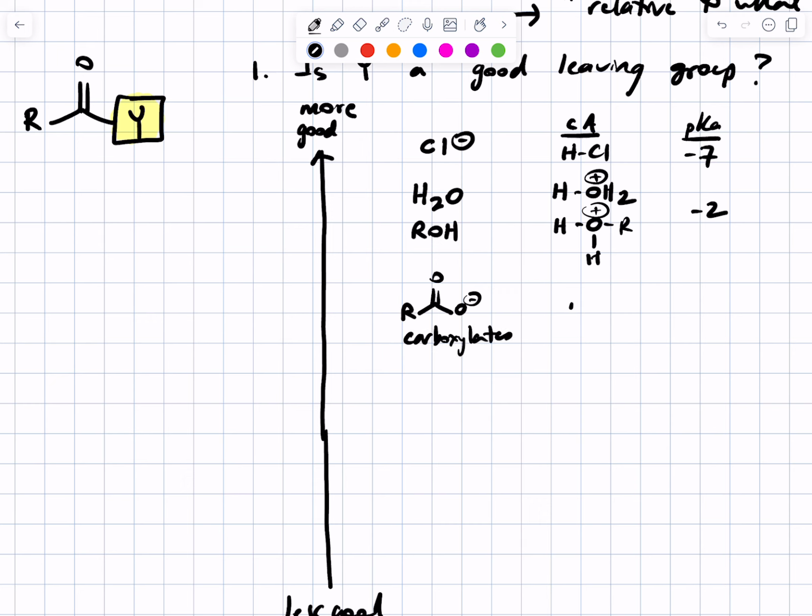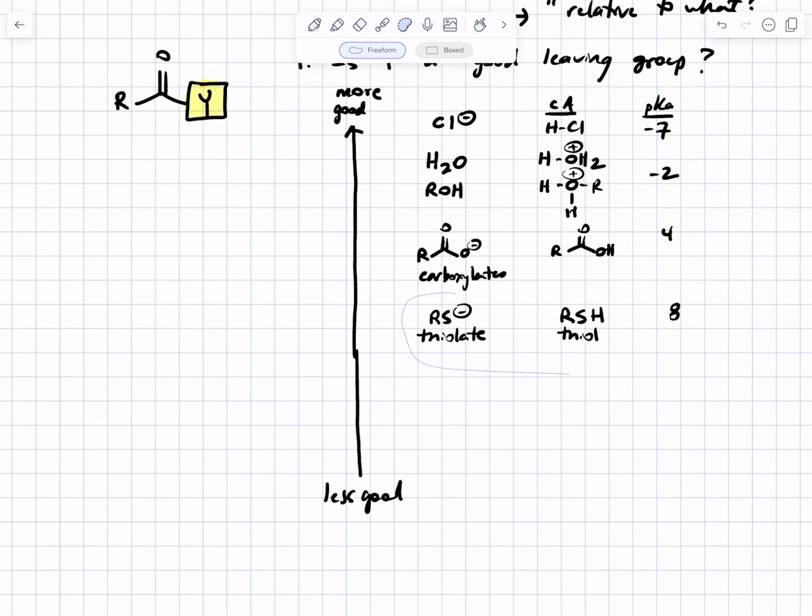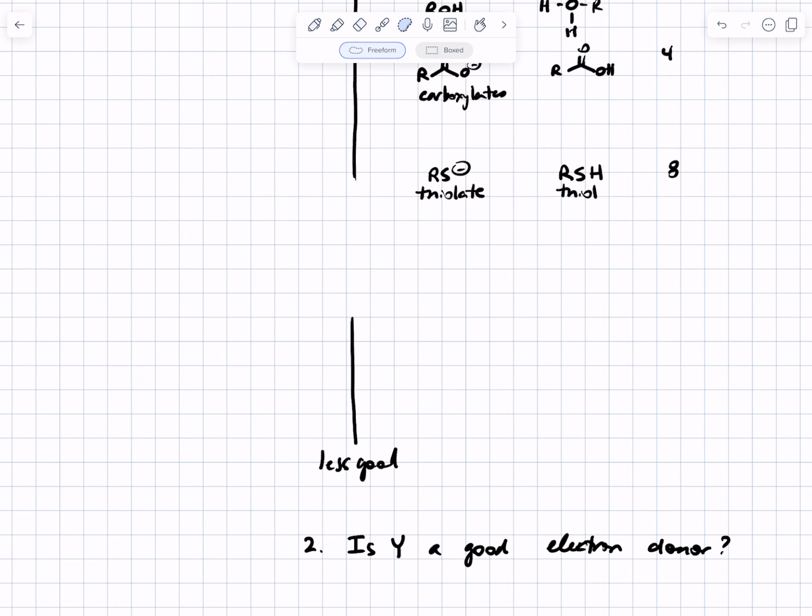They are conjugate bases of carboxylic acids, which have pKa's of 4. Decent leaving group. One that may be unfamiliar to you, but that you will encounter in 352 is the thiolate. It's a negatively charged sulfur. It's the conjugate base of a thiol, which has a pKa of around 8. All of these are decent leaving groups.